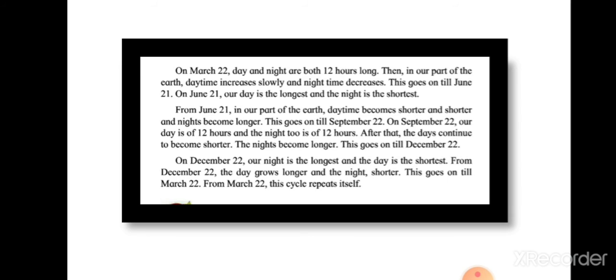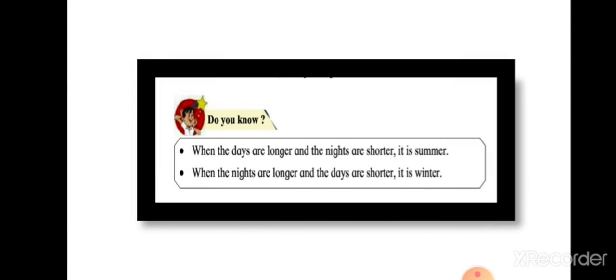From 22nd December to 22nd March, the day grows longer and the night shorter. This goes on till 22nd March. From 22nd March, this cycle repeats again. When the days are longer and the nights are shorter, it is summer. When the nights are longer and the days are shorter, it is winter.